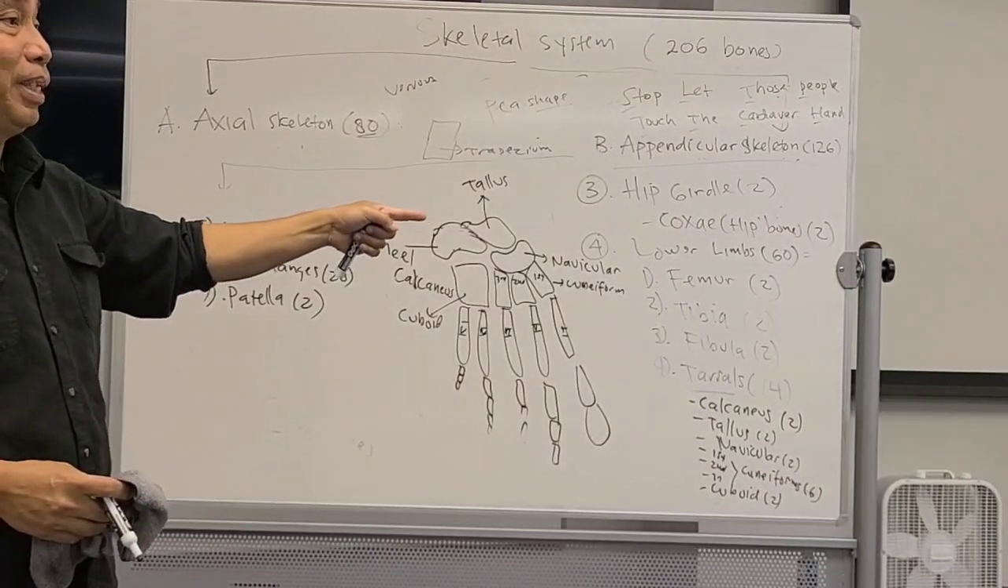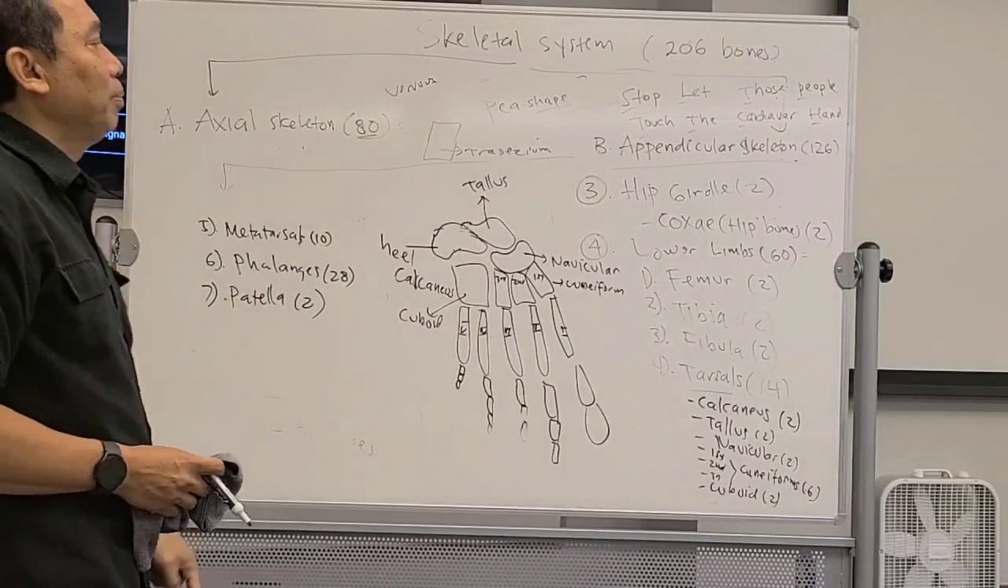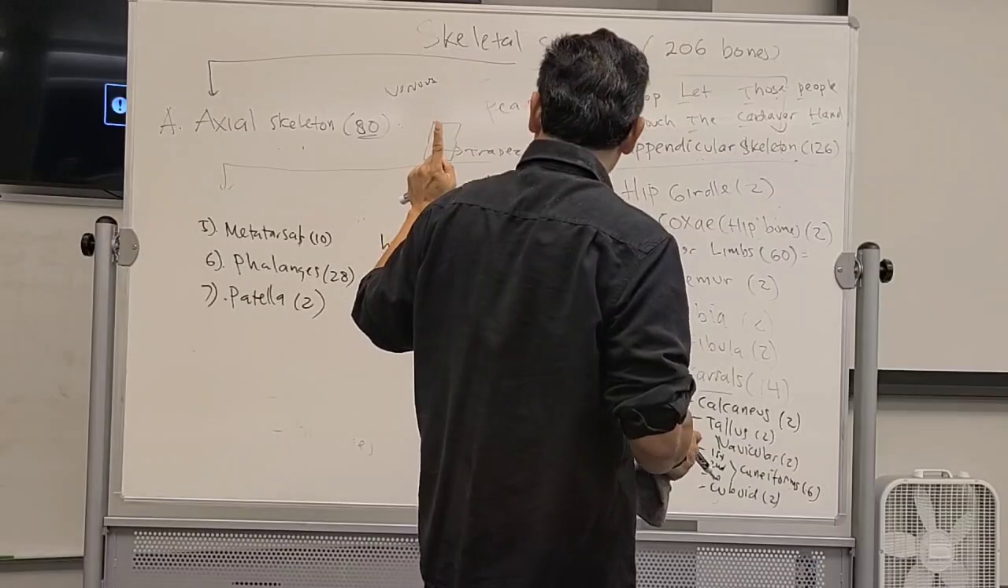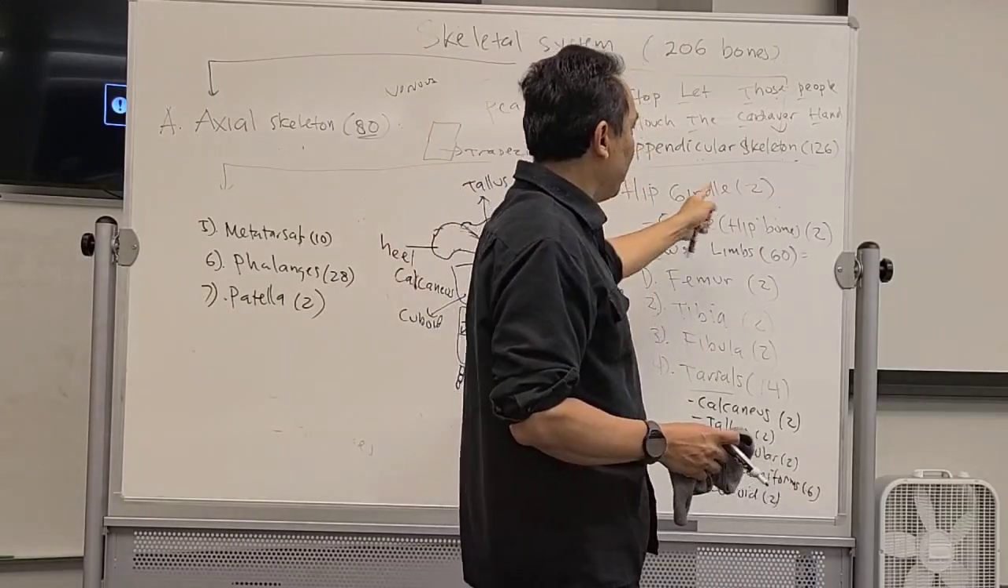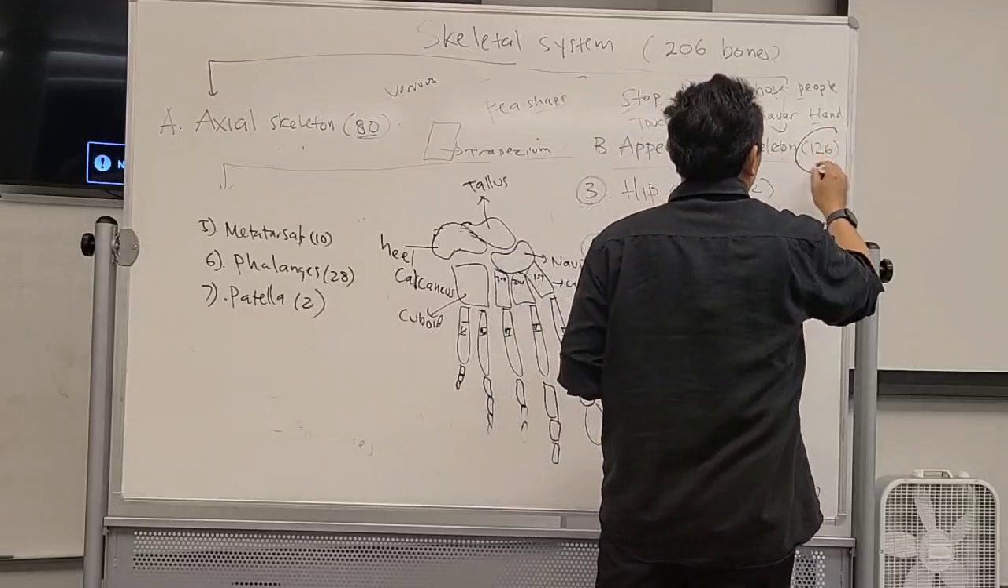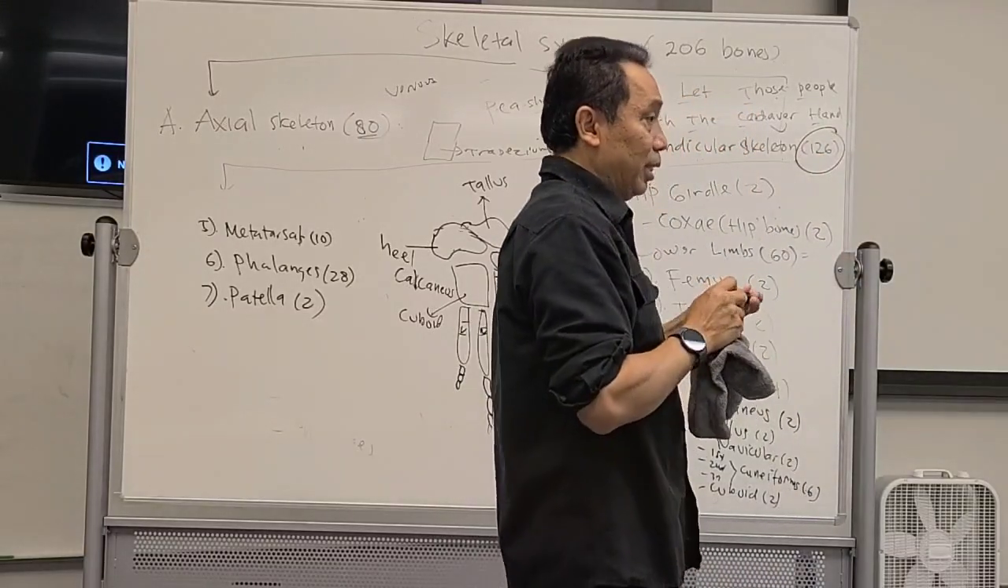60 now. Now if you combine all of them, the pectoral girdle 4, upper limb 60, hip girdle 2, and then lower limb 60, the total should be 126.